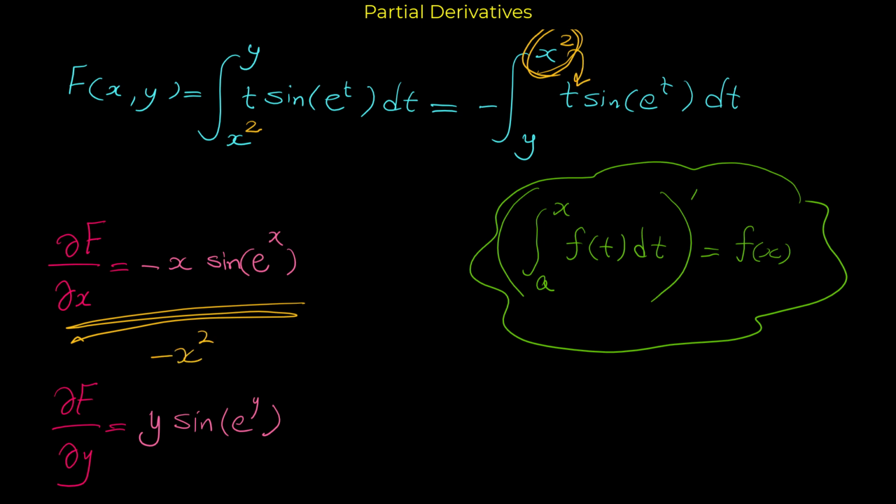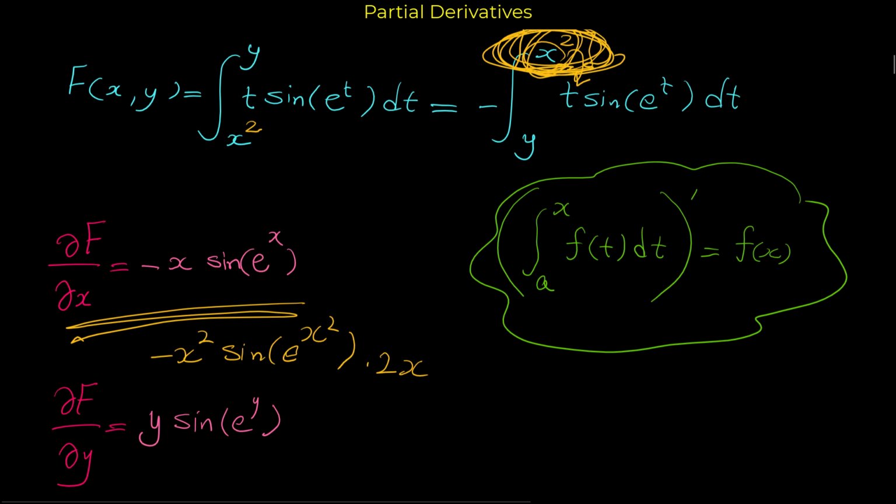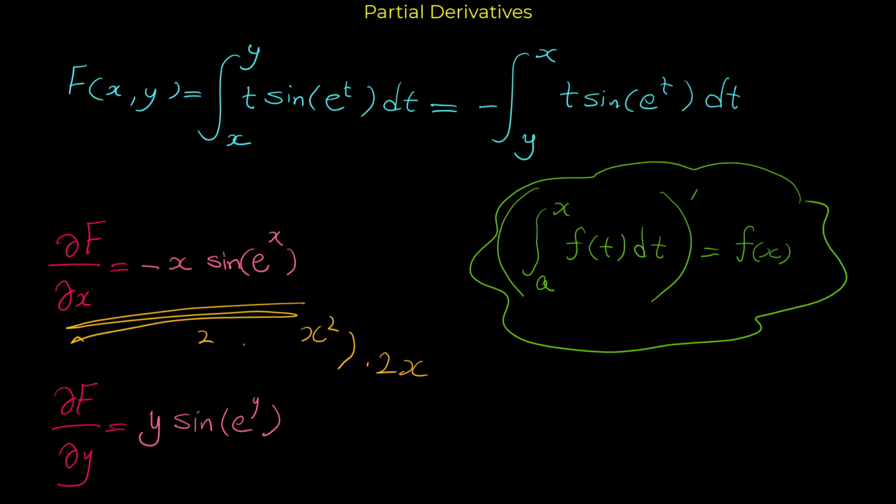You plug in this here, sine of e to the x to the 2, times the derivative of this. When it is x, because the derivative of x is 1, you don't need to be worried about that. But when it's other than x, you have to multiply your answer by the derivative of that, which in this case would be 2x. This is the answer. But for this question, it was not so complicated. And the answer is this.